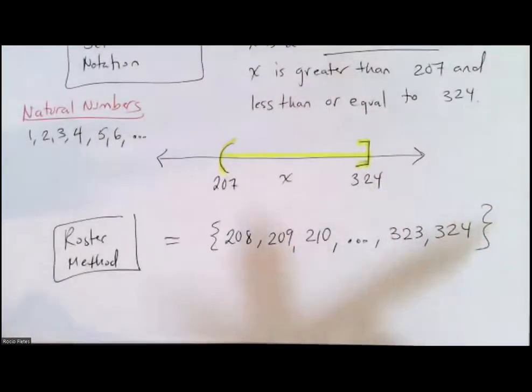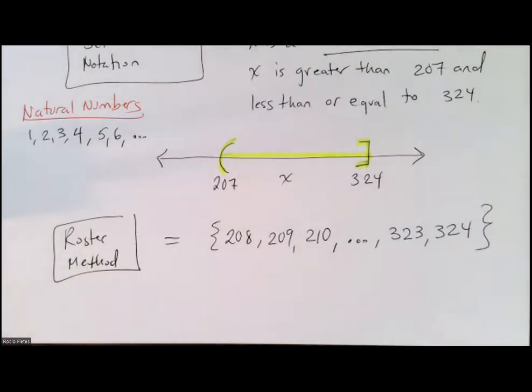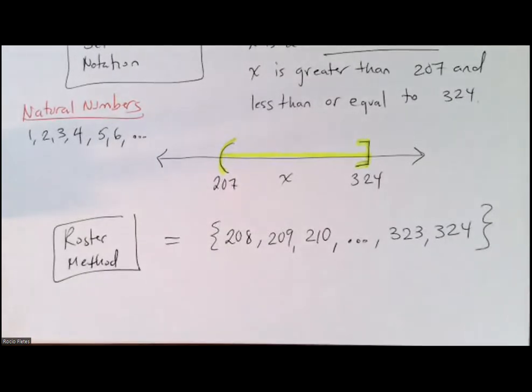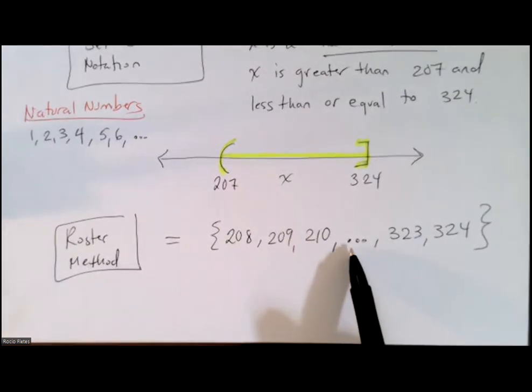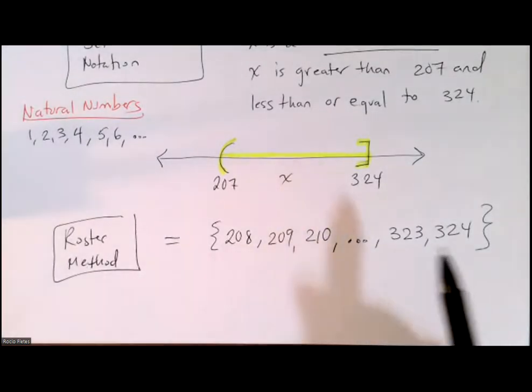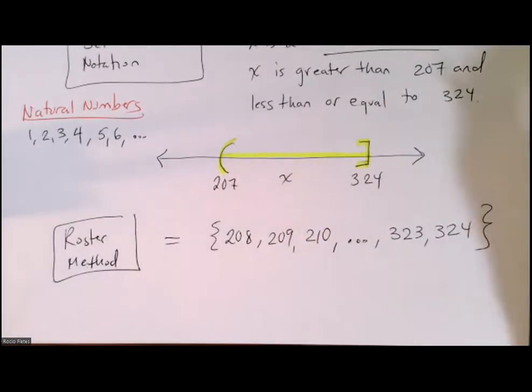And the roster method is where we list every element if we are able to, if it's a small set. If we're not able to do that because the set is too large, we list the first 3, plus we let the reader know that the list continues with the comma, the 3 dots and the comma, and then the last 2 elements. Okay, so that is 2A.